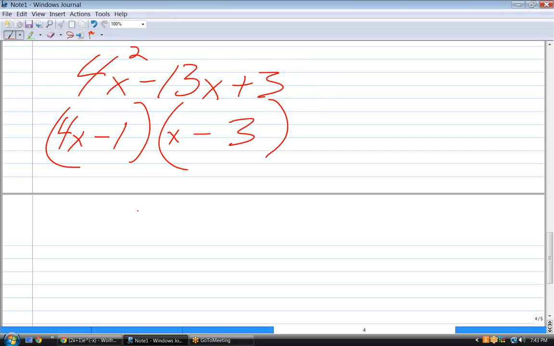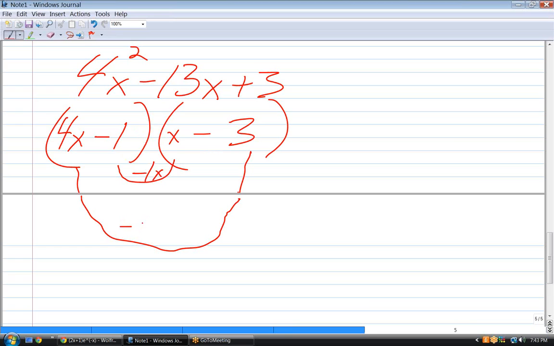So how do you get the middle term? You get the middle term by multiplying the insides together and the outsides together. Kind of what I call my smiley face method. When I multiply the insides together, I get minus 1x. When I multiply the outsides together, I get minus 12x. Add those two together, minus 13x. That indeed is my middle term, so I have factored it properly.